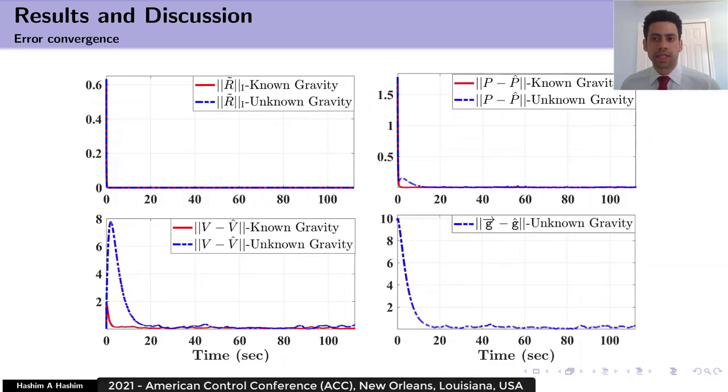This figure demonstrates fast convergence of the error components, namely error in orientation, error in position, error in velocity, and error in gravity, starting from large value to the close neighborhood of the origin.